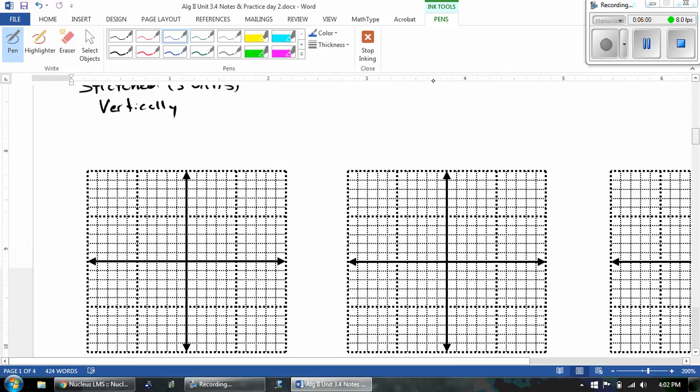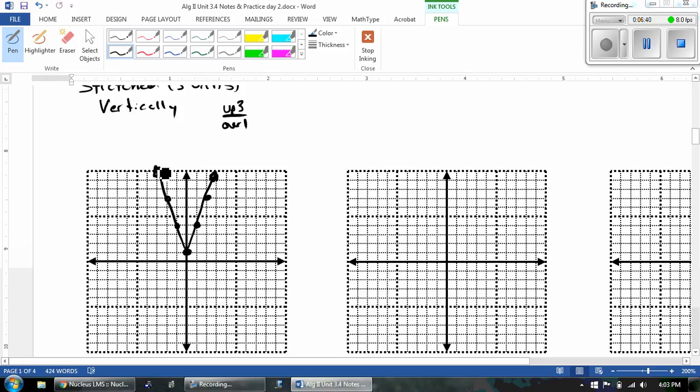Okay, so we're at 0, 1. And if it's a vertical stretch, instead of going up 1 over 1, I'm going to go up 3 over 1, because that's what our rate of change tells us to do. And we do that in both directions. And when you're all done, you use your straight edge to graph your line.